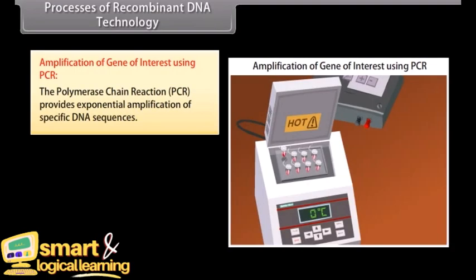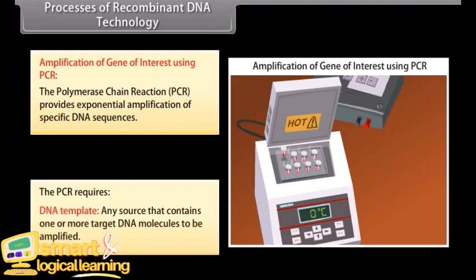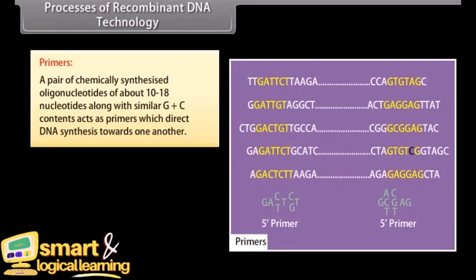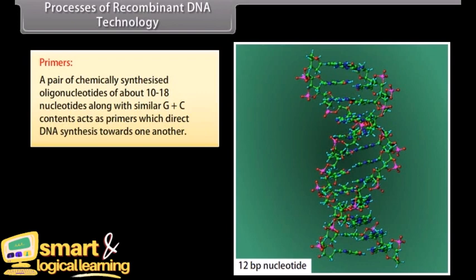Processes of recombinant DNA technology. Amplification of gene of interest using PCR. The polymerase chain reaction, PCR, provides exponential amplification of specific DNA sequences. The PCR requires DNA template, any source that contains one or more target DNA molecules to be amplified. Primers, a pair of chemically synthesized oligonucleotides of about 10 to 18 nucleotides along with similar G plus C contents, act as primers that direct DNA synthesis towards one another.